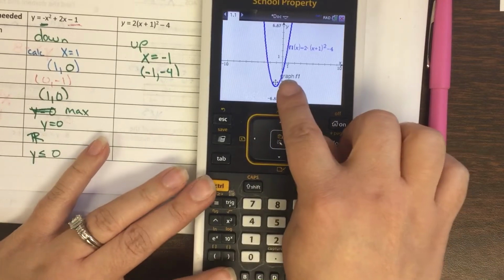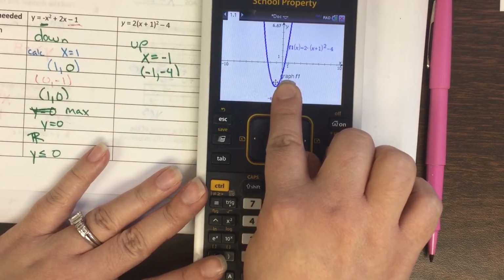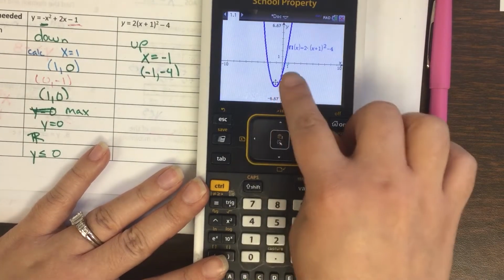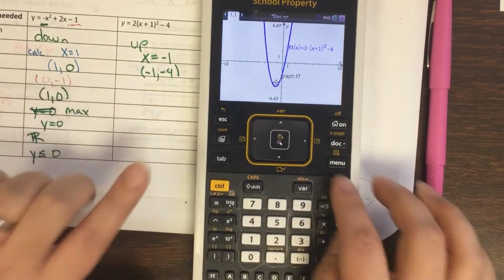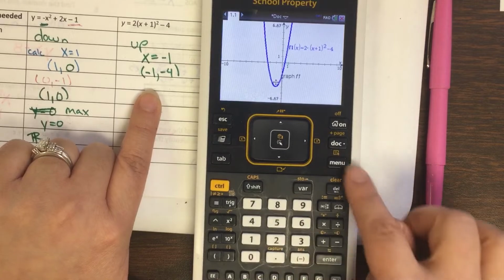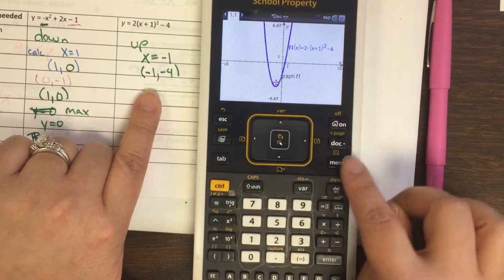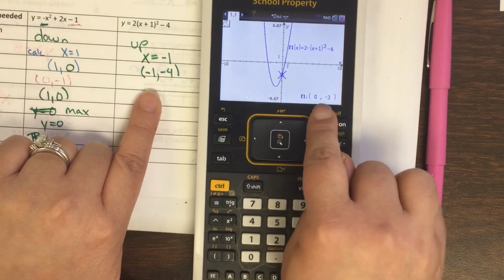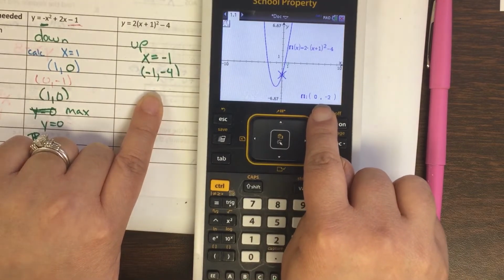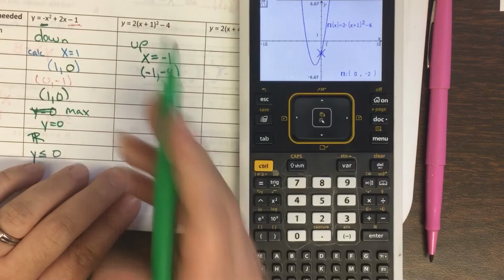All right, so here I can go ahead and get that vertex if I needed to. I already have it, so I'm going to skip over to find the y-intercept because that's the next thing I'm looking for. I can either look here or I can do menu 5-1, and when you trace, it automatically defaults and gives you that y-intercept. So that's 0, -2.